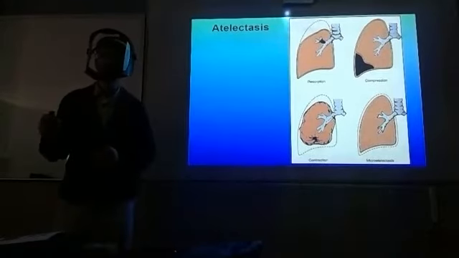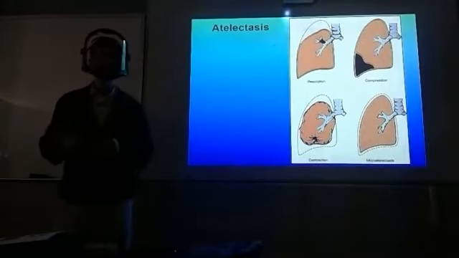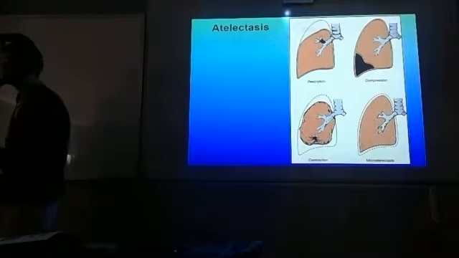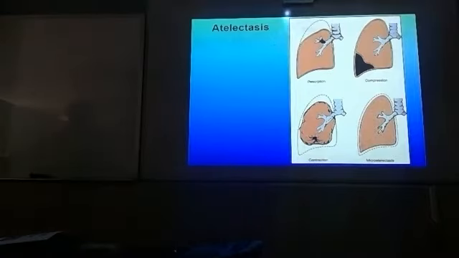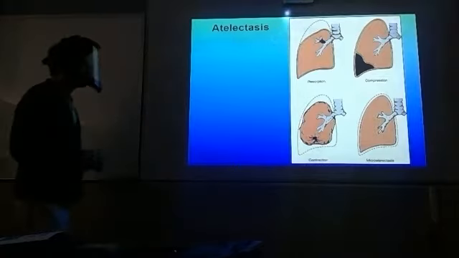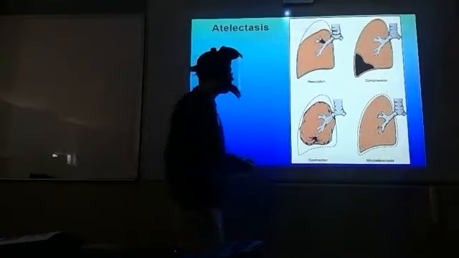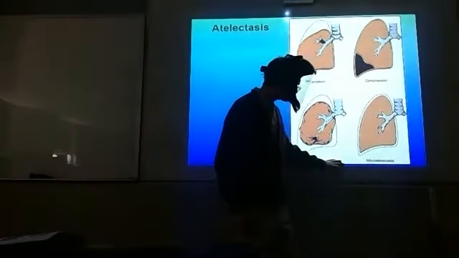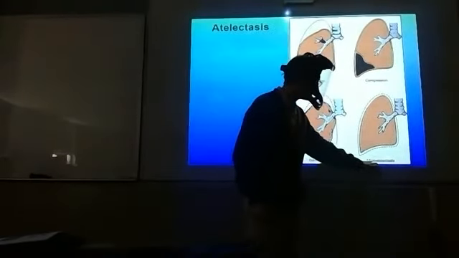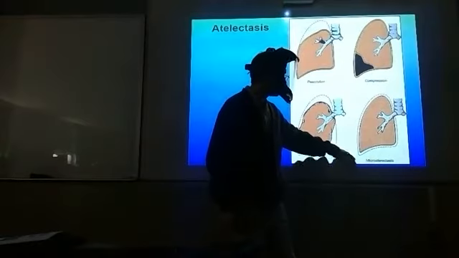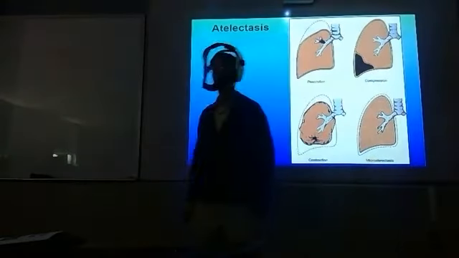If there's a deficiency in surfactant, some alveoli are going to hyperinflate, some alveoli are going to be collapsed or atelectatic. This creates little microscopic patches of atelectatic lung throughout the entire lung parenchyma. And so we call that microatelectasis. This is a type of atelectasis caused by a surfactant deficiency.